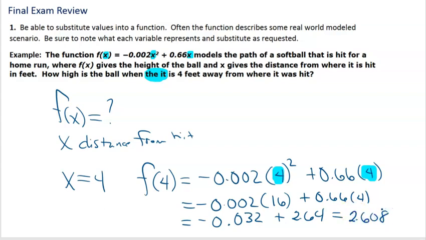Now, often there are units here, so it's going to be feet, since that was 4 feet away, so this is going to be feet as well, I assume. It should have said the height of the softball in feet, but if you've got feet in your problem, that's going to be in feet as well. So 2.608 feet, 4 feet away from where the ball was hit.